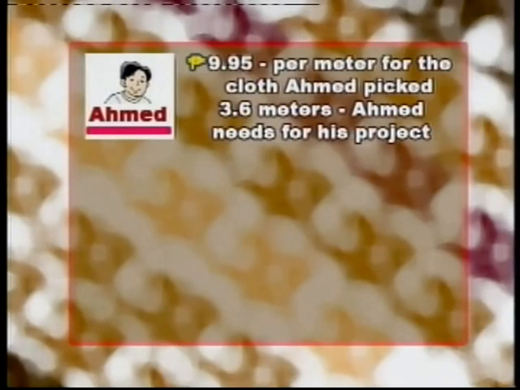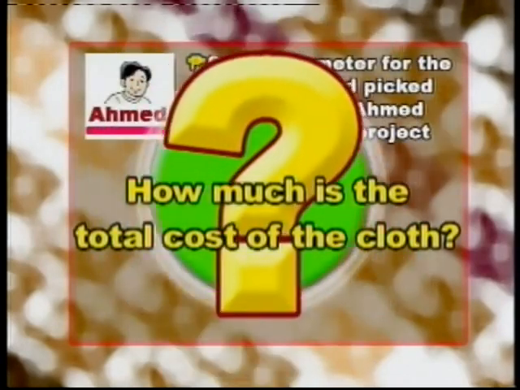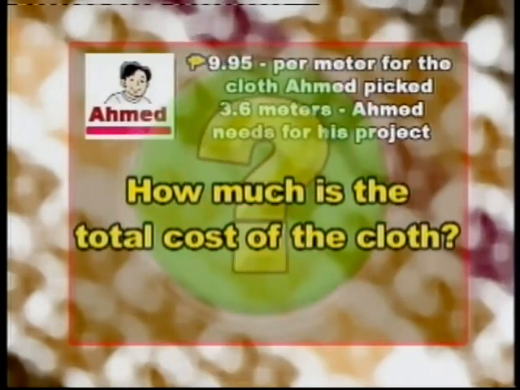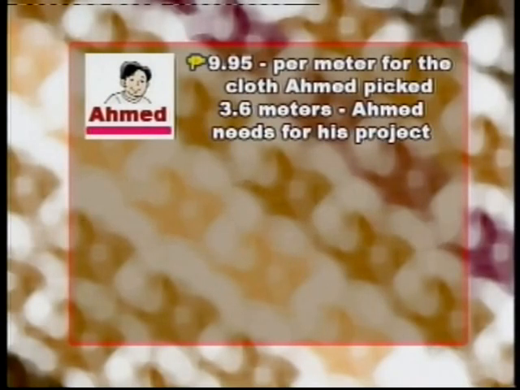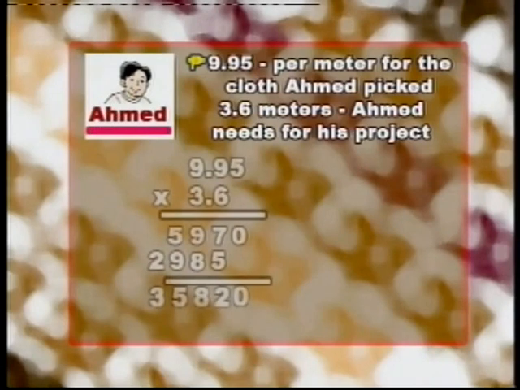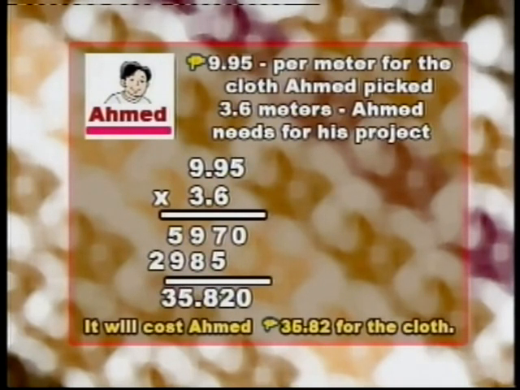We know that Ahmed needed 3 and 6/10 meters of cloth. The cloth that he chose cost 9 pesos and 95 centavos. The question is, how much is the total cost of the cloth? Like Marcia's tomatoes, we simply multiply the two numbers, 9 and 95 hundredths times 3 and 6/10. So it will cost Ahmed 35 pesos and 82 centavos for the cloth.